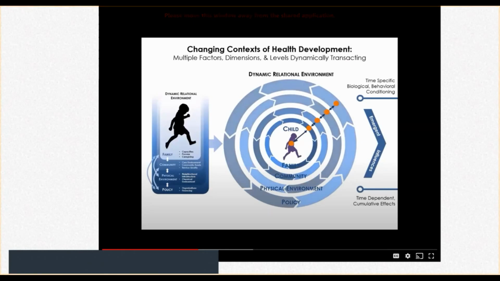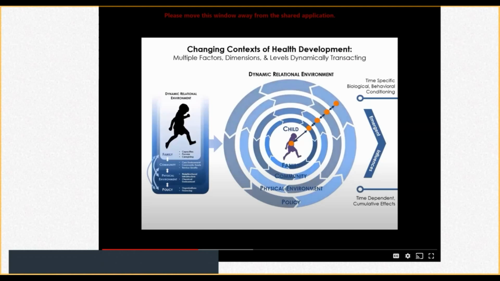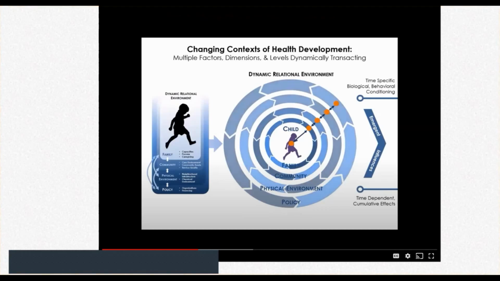So if you're exposed to a particular environmental toxin during your prenatal environment and prenatal development, that might have significantly more impact on your health trajectory and your outcomes than if you're a college student exposed to that environmental toxin for the first time, versus if you're 80. Right. And if that toxin is alcohol, you can see how that makes a huge difference in the health trajectory. And so that's time specific, this biological behavioral conditioning.